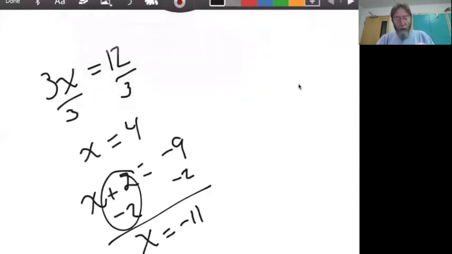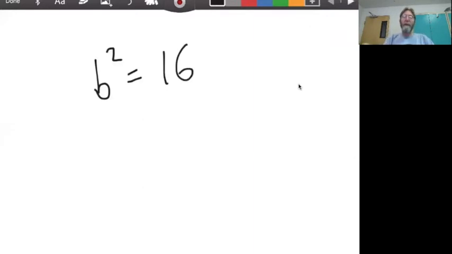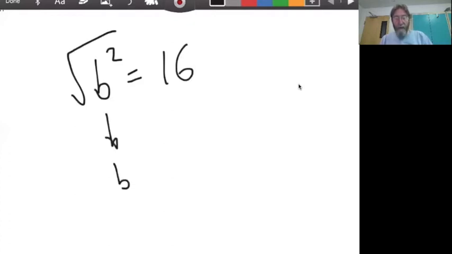Now, what you have to remember is that sometimes you're going to have things like this, b squared equals 16. Although squaring feels like multiplication, it's really not, because we're not multiplying by 2. With b squared, we need to get that b by itself. Remember, the opposite of squaring was square root. So if we take the square root of this side, this is going to leave us with just b. And if you think about that, it makes sense.